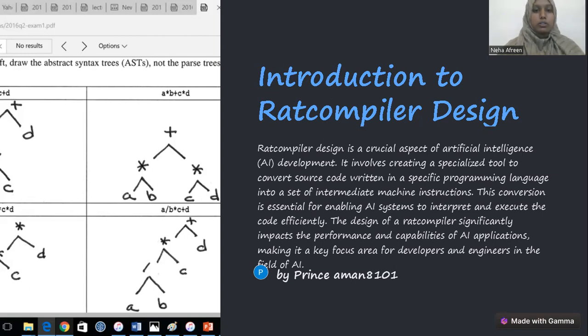Today we are going to learn about Introduction to RAT compiler design and its phases. So what is RAT compiler? First of all, we'll learn what is RAT compiler.